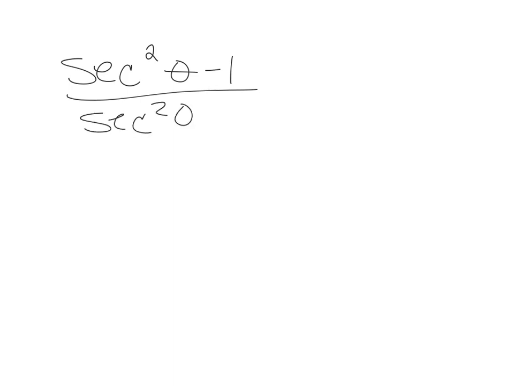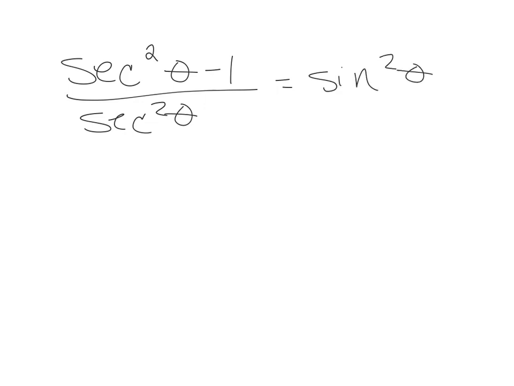The first one that we might want to look at might be example 4 on page 564. So let's look at that one. It says secant squared theta minus 1 over secant squared theta equals sine squared theta.